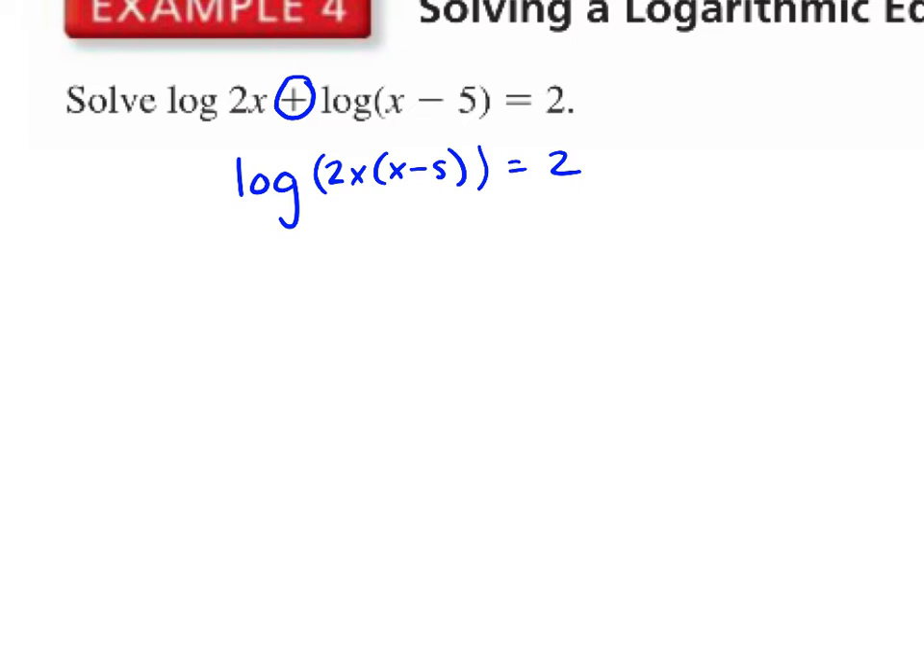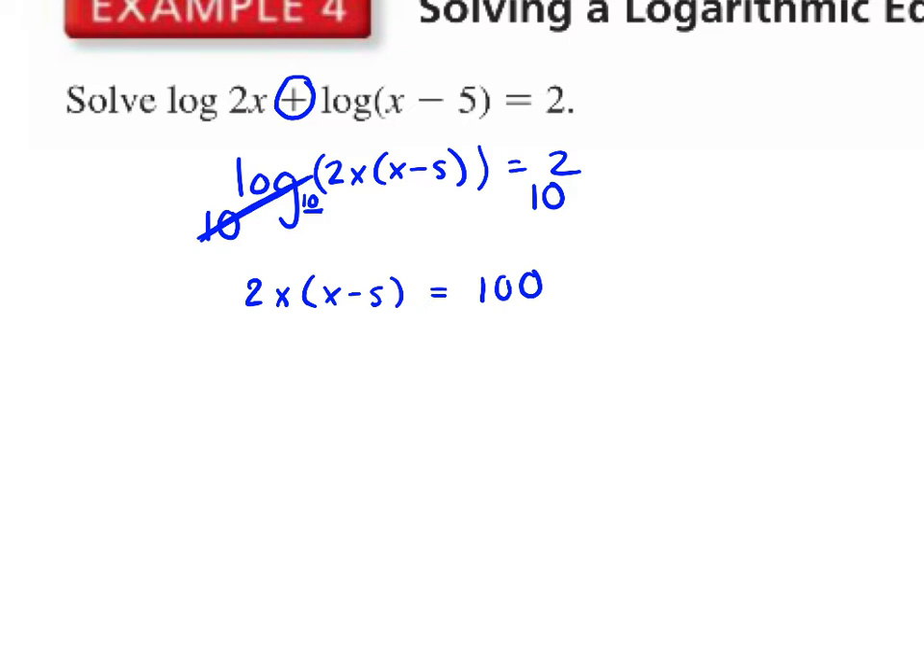What should we do next to get that log to cancel? What's our base here? 10. If it's not written, remember it is 10. So what can we make the big base? 10. And whatever we do on one side, we have to do to the other. So we have 10 to the power of log base 10 of 2x times x minus 5 is equal to 10 to the power of 2. What happens to 10 to the power of log base 10? Cancels. So then we have 2x times x minus 5 is equal to, what's 10 squared? 100.